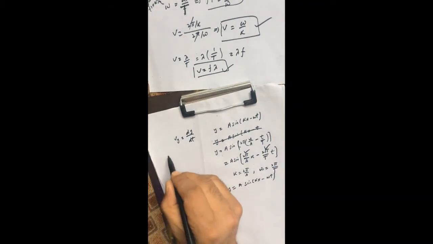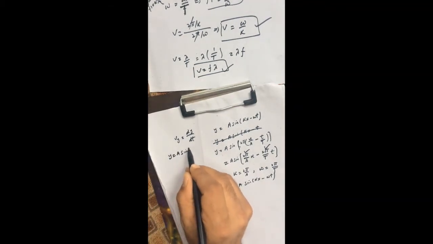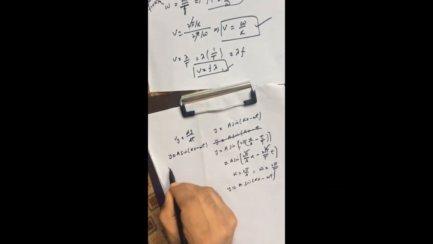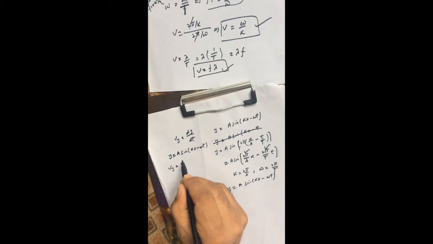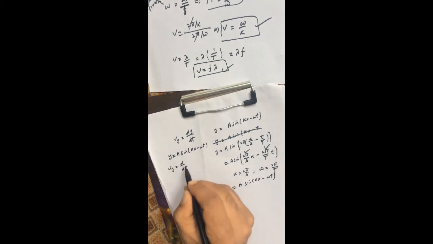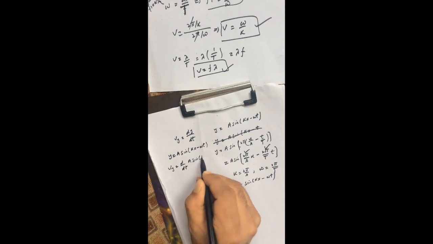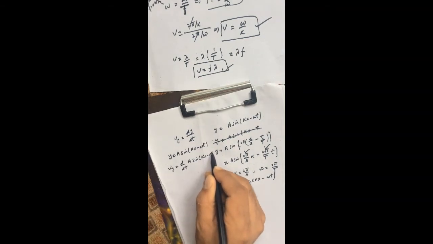So now y is equal to A sine of (kx minus omega t). So Vy, which is d over dt of y, and y is A sine of (kx minus omega t).